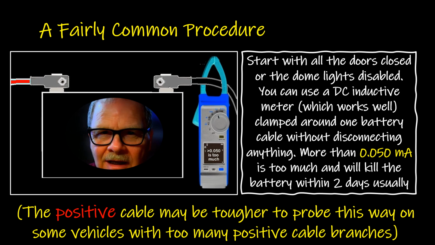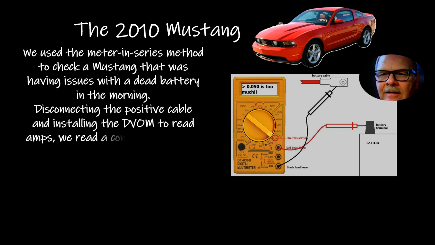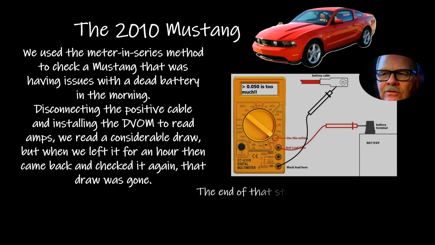The positive cable is harder to probe than the negative cable a lot of times, because sometimes you may have several different positive leads going off, and it's hard to isolate them where you can get this clamp around them. But I've got one of these things, and I really, really like it. The one that I've got was made by General Technologies up in Canada. Now, we use this in series.